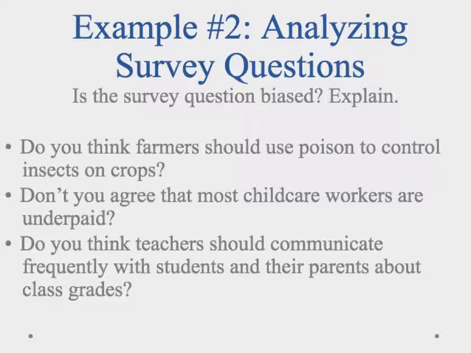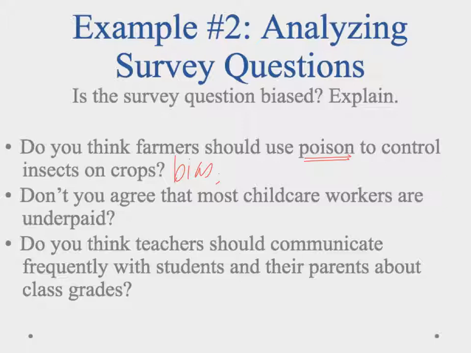So we're going to analyze some survey questions, okay? It says in the survey question, is the survey question biased? Explain. The first one says, do you think farmers should use poison to control insects on crops? In this case, there is bias because they are using a certain type of language that would lead to a strong reaction. That language is the word poison. Instead of just saying pesticide, they're saying poison. So that causes it to be biased.